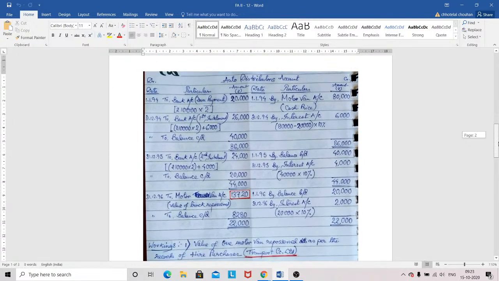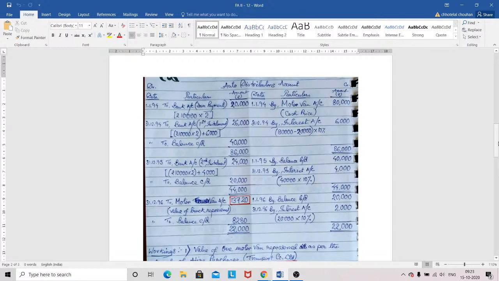So what is the journal entry for the down payment? The journal entry for the down payment is hire vendor account debit to bank. Okay, so in the Auto Distributor account we have to write to bank account, in bracket down payment, it will be 10,000 into 2, it will be 20,000. Here it is very important, as I mentioned, that you carefully treat each particular word. 10,000 each: for one motor van it is 10,000, so for two motor vans it will be 20,000. Okay, so the second part, the down payment, is completed.